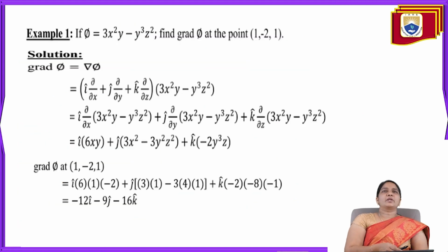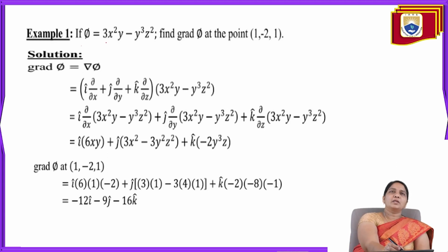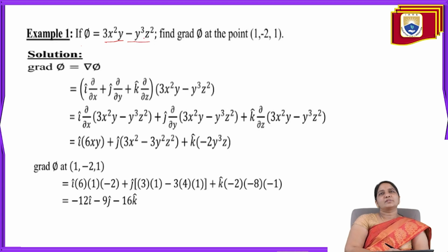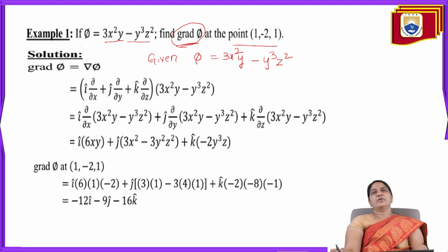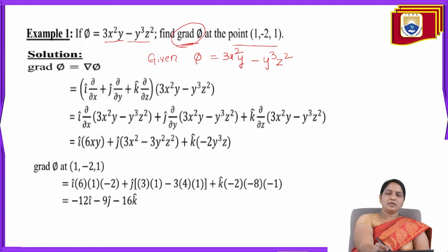So I am going to explain one problem based on this gradient. If phi equals 3x²y minus y³z², we are going to find grad phi at the point (1, -2, 1). What they are asking is to find grad phi. This is the given function, phi equals 3x²y minus y³z², and we have to calculate grad phi.